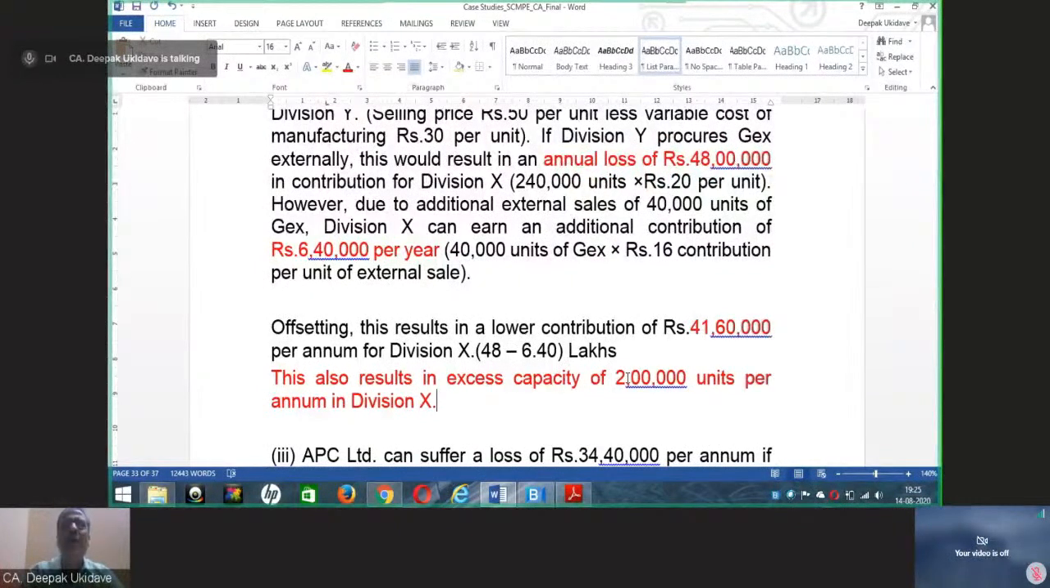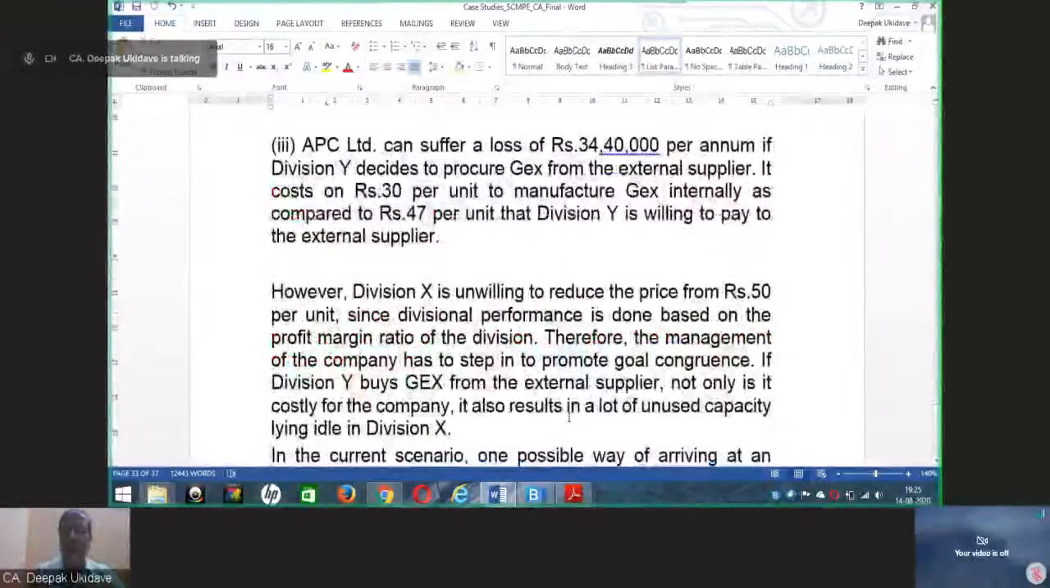And all the more, that leads us to the third part of the question. Should top management intervene in this case? If yes, why? And how should it convince both the divisional managers and set up the transfer price? That is the question that is asked. So let us look at subpart number 3. The last part of the question: should top management intervene to achieve the concept of goal congruence?